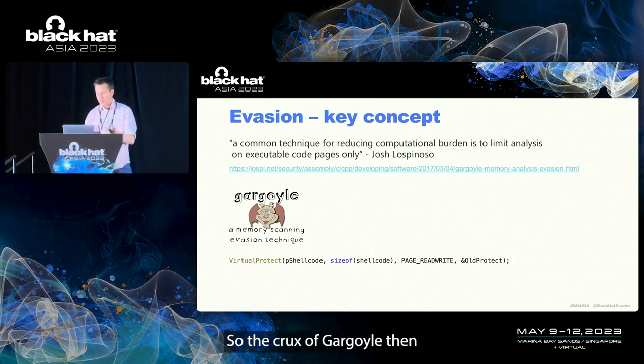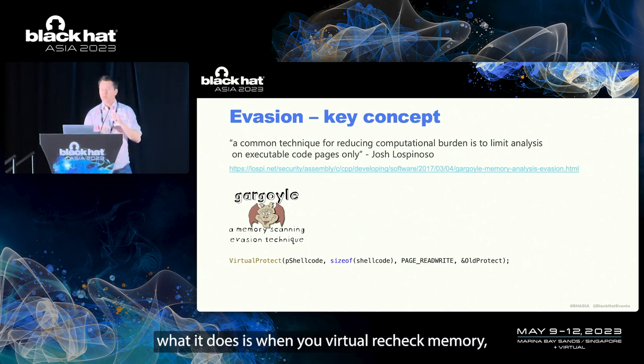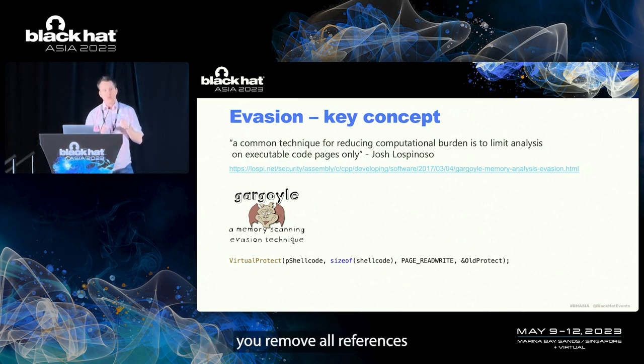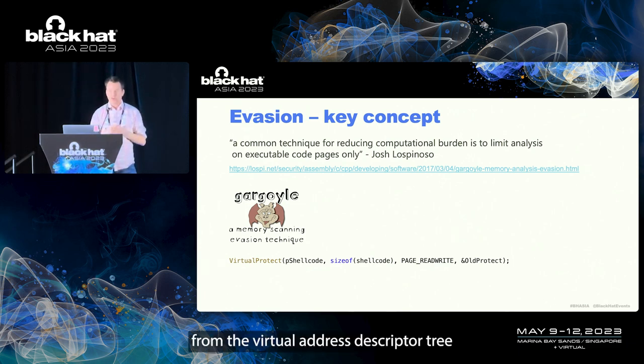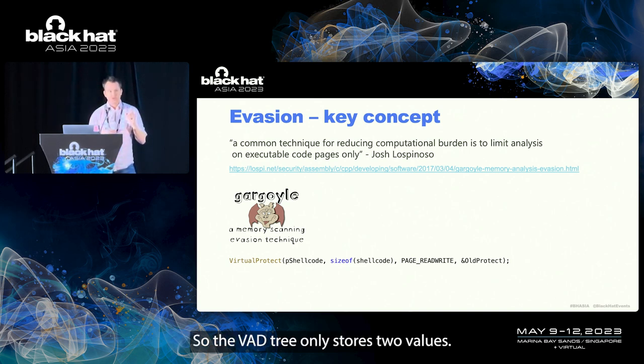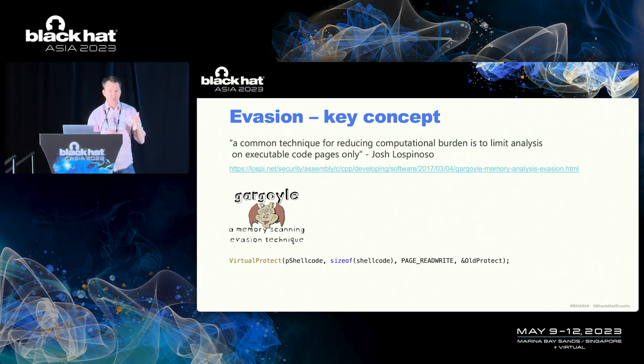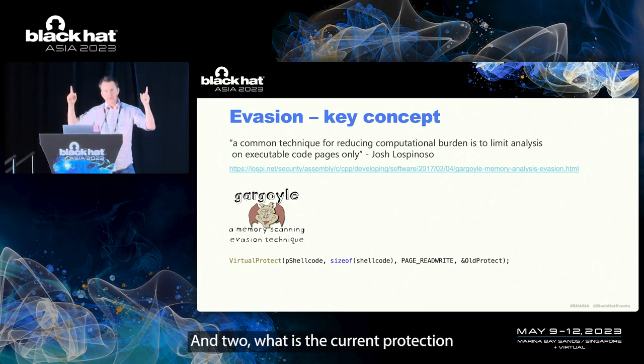So the crux of Gargoyle then is these periodic VirtualProtect calls. And specifically, what it does is when you VirtualProtect memory, you remove all references to that region having ever been executable from the virtual address descriptor tree maintained by the kernel memory manager. So the VAD tree only stores two values. One, what was the original allocation protection? And two, what is the current protection? In between that, it stores no information.